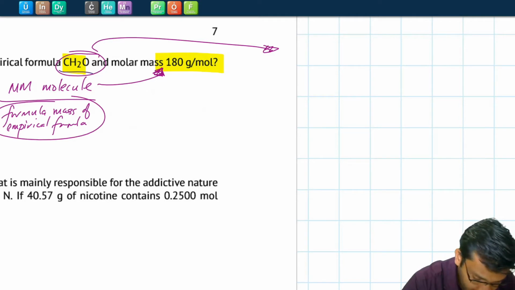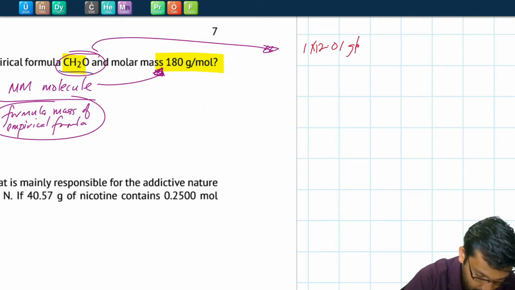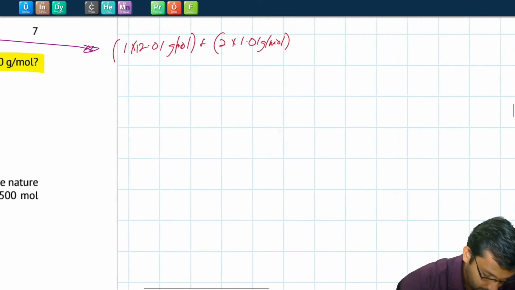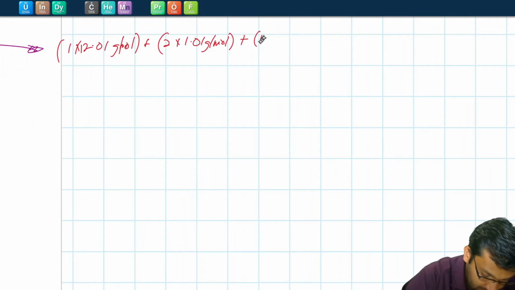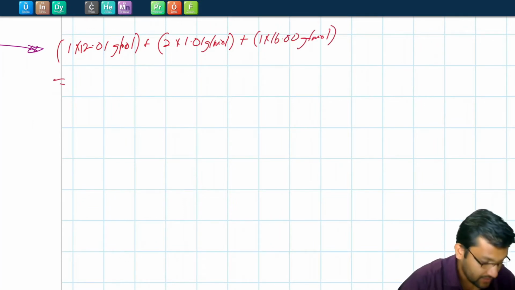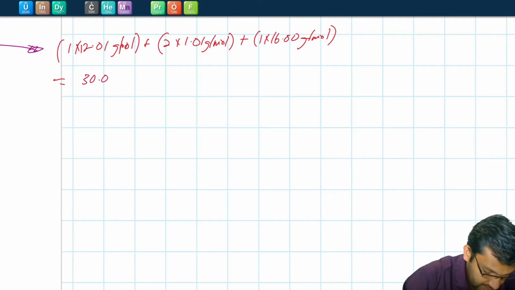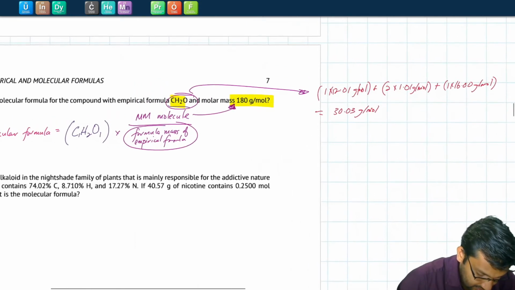Well, we have 1 carbon, so it's 1 times 12.01 grams per mole, plus we have 2 hydrogens, so it's 2 times 1.01 grams per mole for hydrogen, plus we have 1 oxygen, so that's 1 times 16.00 grams per mole. And the formula mass in this example comes out to be 30.03 grams per mole. So let's plug this in.